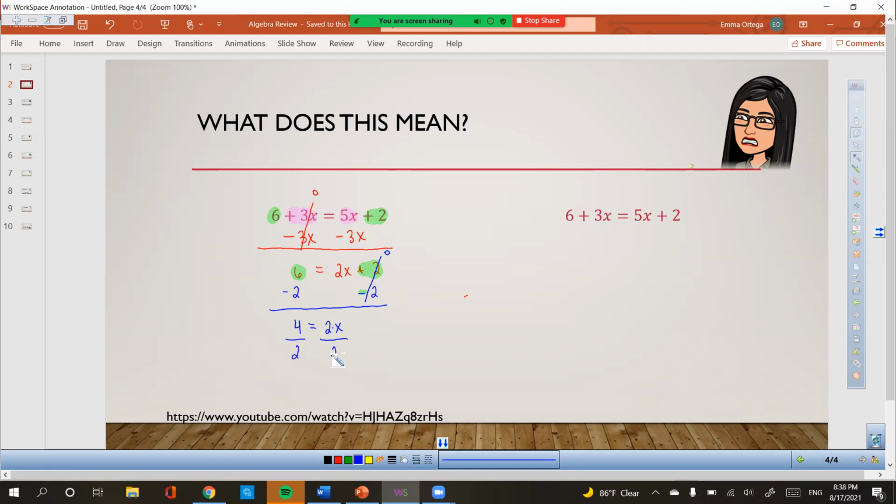And so 2 divided by 2, what's 2 divided by 2? That becomes a perfect 1. Since it's just a 1, we don't have to write it anymore. That goes away. That's an invisible 1 right there. 1x equals 2, and 4 divided by 2 equals 2.